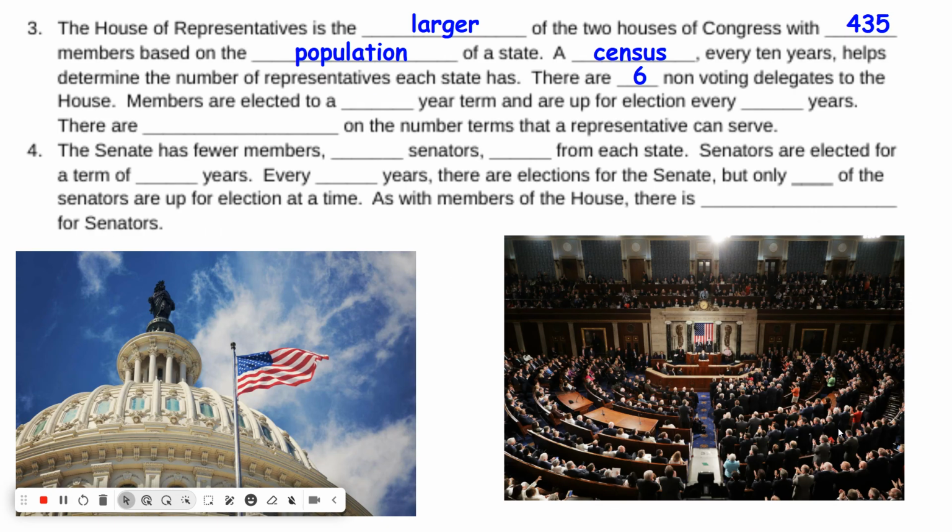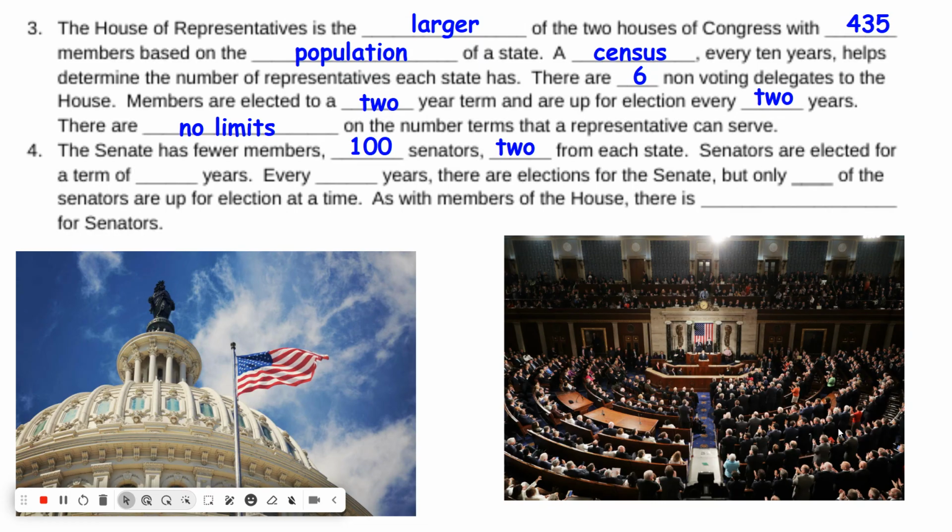Members are elected to a 2-year term, and they're up for election every 2 years. There are no limits on the number of terms that a representative can serve. So if they would like to keep running and people keep voting for them, they can serve for a very long period of time. The Senate has fewer members, only 100 senators, 2 from each state.